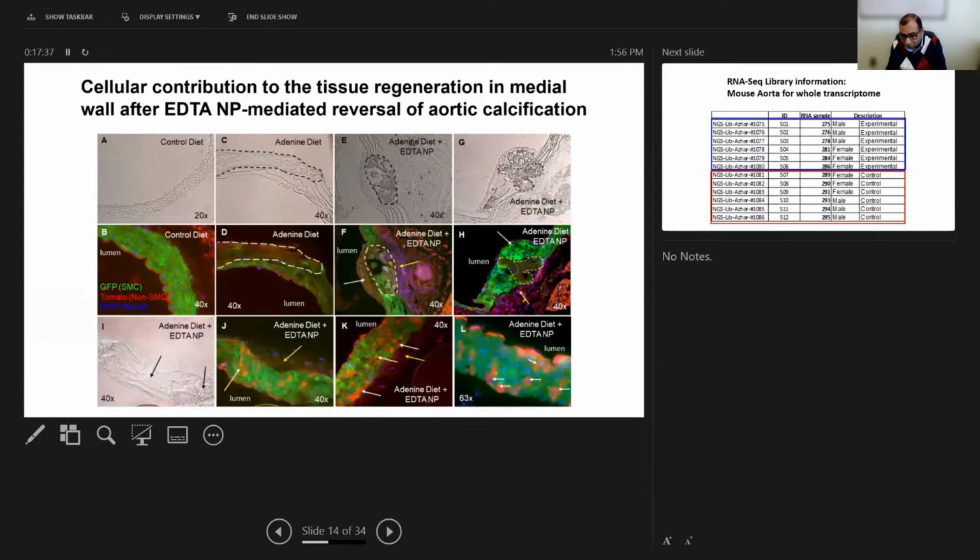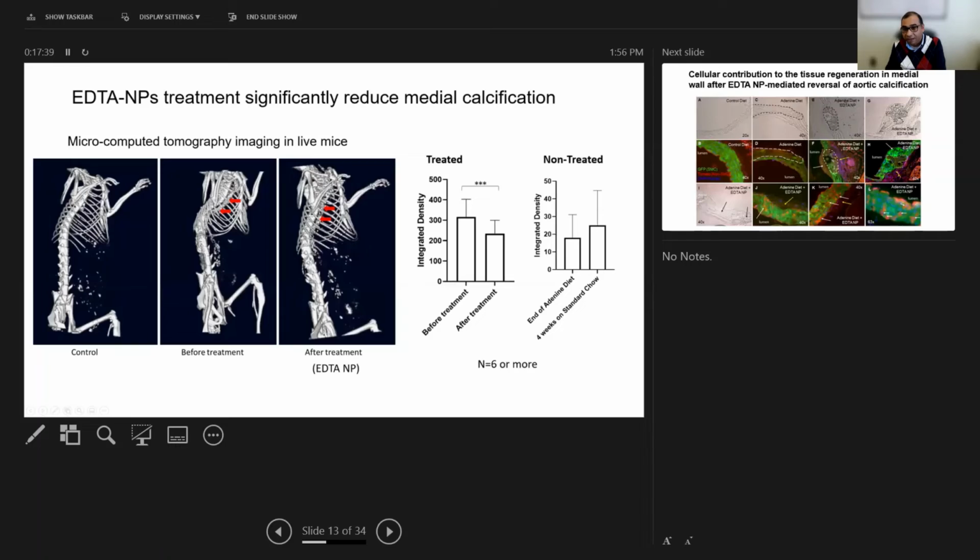That is good enough to show us significant reduction, but we stopped at 16 injections. In the other experiment, after the injection, we stopped the injections and allowed the mice to go for several months. So we found that after 2 months, we have the calcium basically.